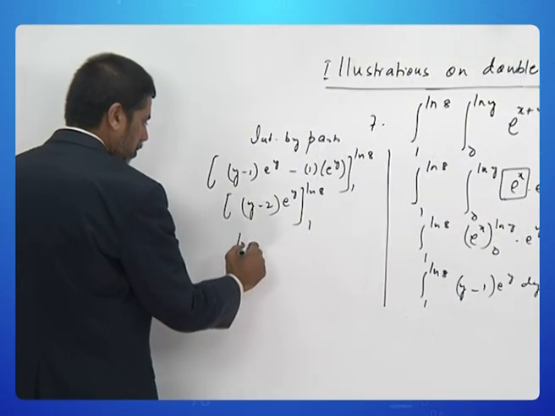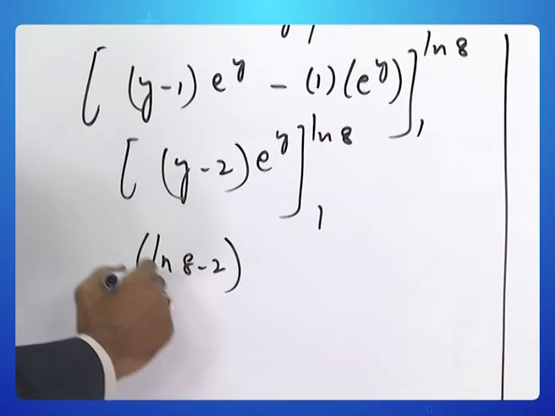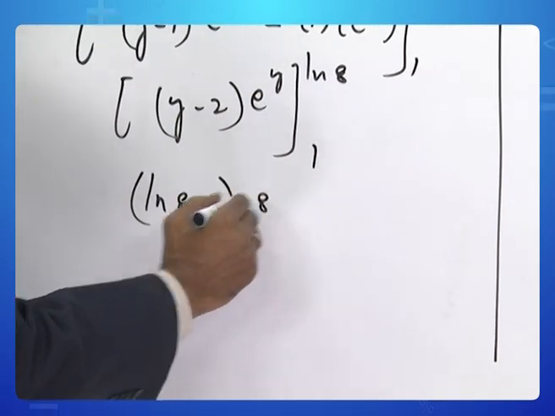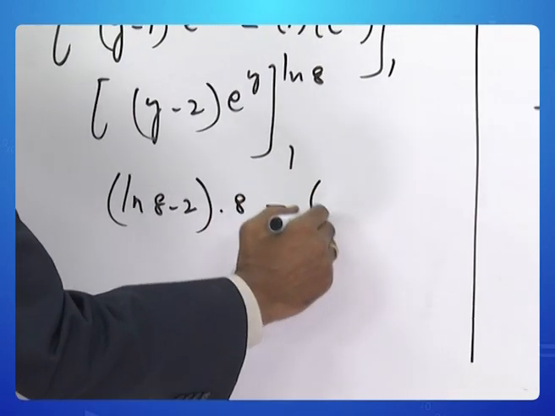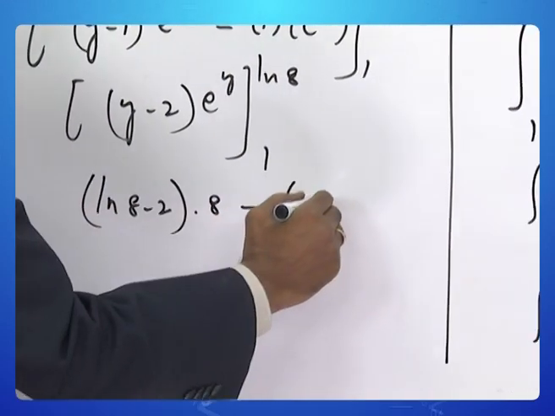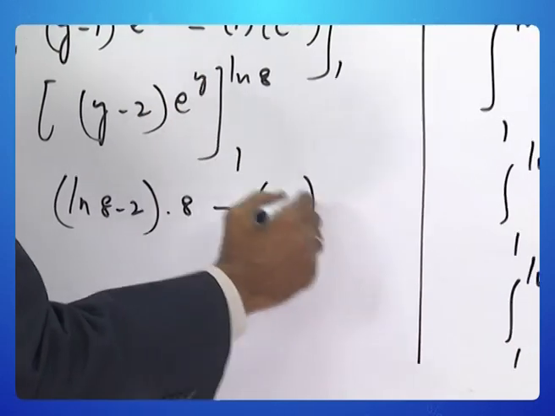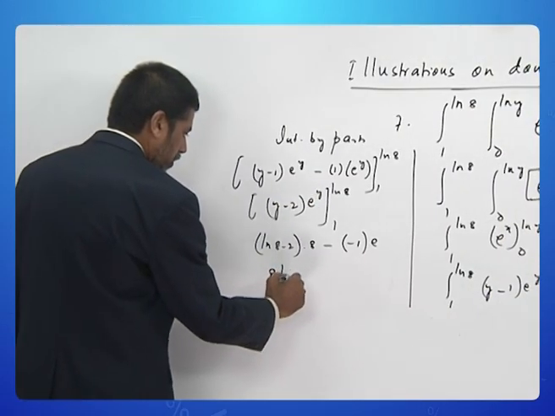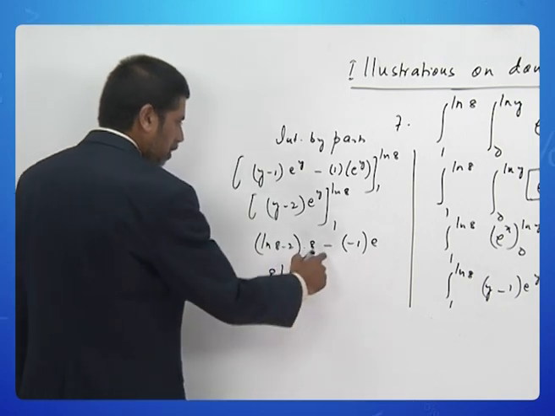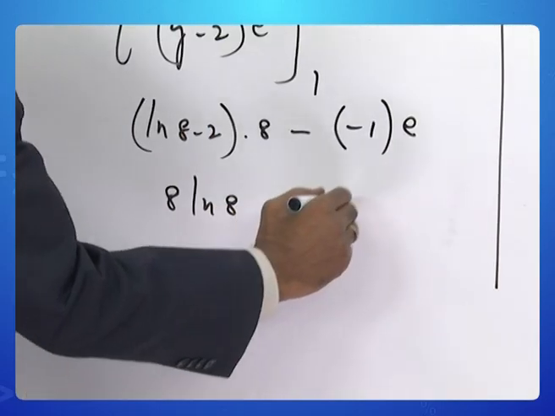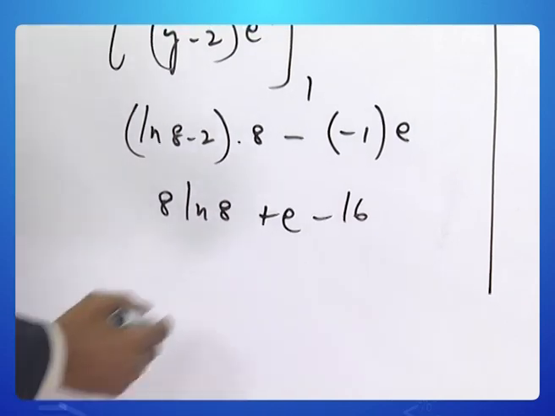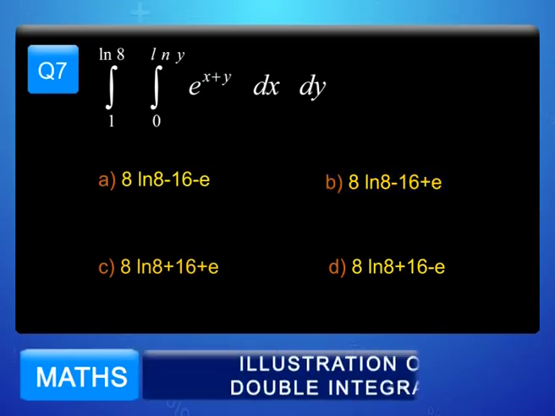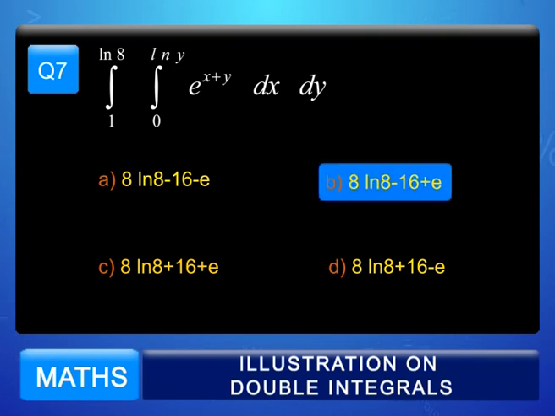So you will get log 8 minus 2 into e power log 8 is 8, minus 1 minus 2 is minus 1 into e power 1 is e. So you will get 8 log 8 plus e minus 16. So this is the answer to the problem, and the correct option is B.